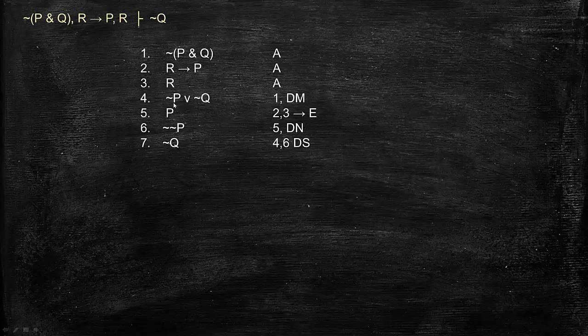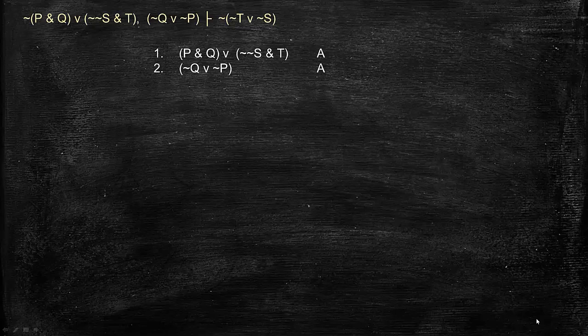All right, so this next one, again, you should try to do it on your own. This next one we're asked to prove: it's not the case that not T or not S follows from P and Q or not S and T, and not Q or not P.